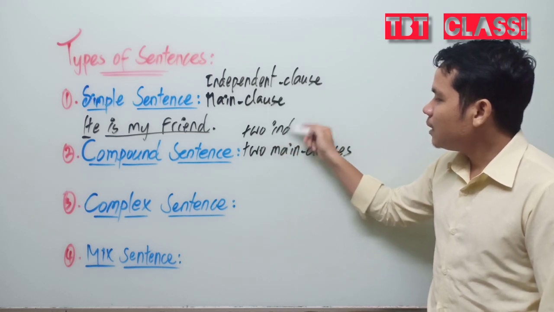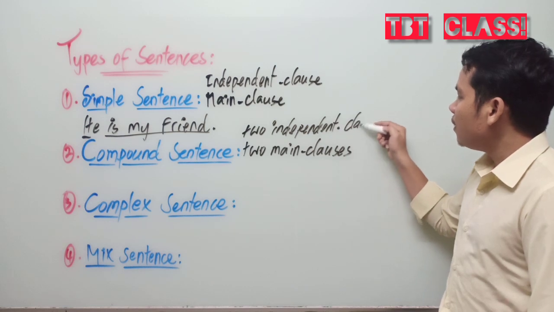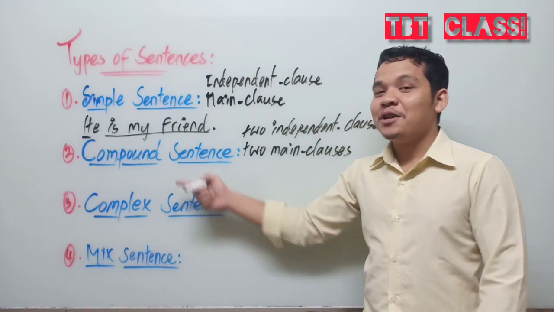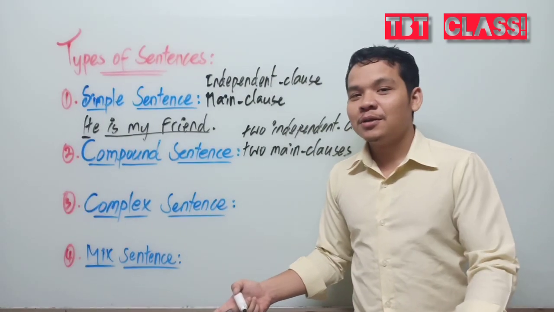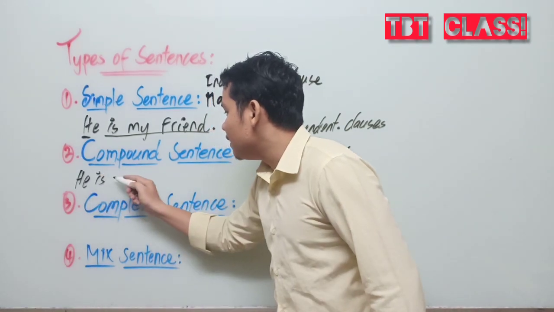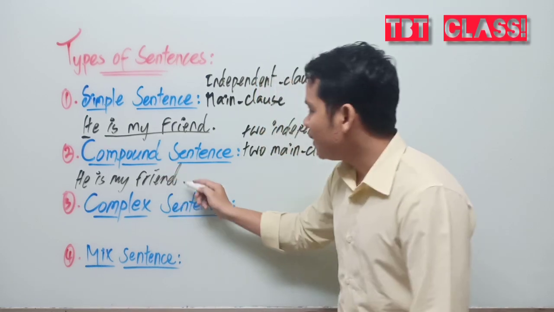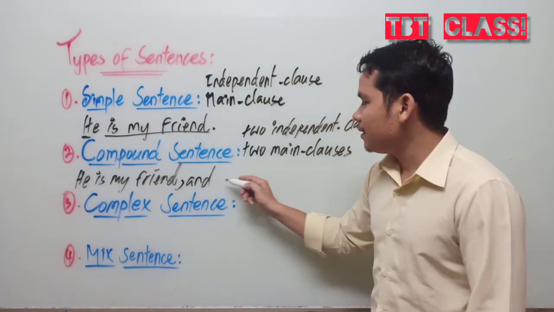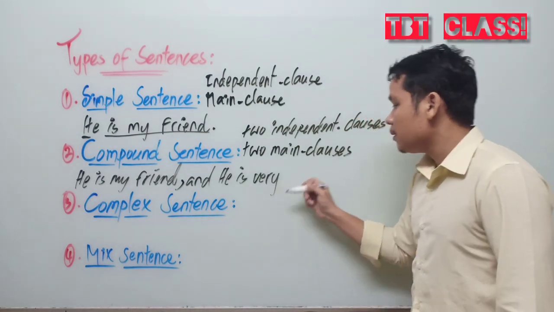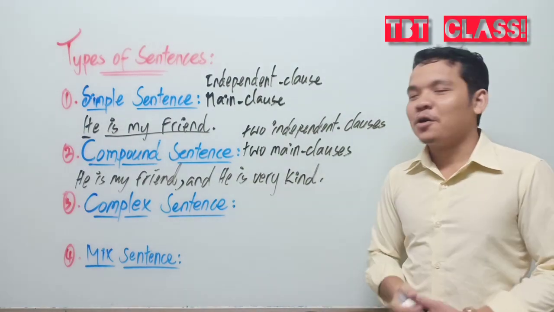Two independent clauses, like this. Okay? So a compound sentence we refer to as two main clauses or two independent clauses. He is my friend. Okay? And he is very kind. He is very kind. So like this, we call it a compound sentence.